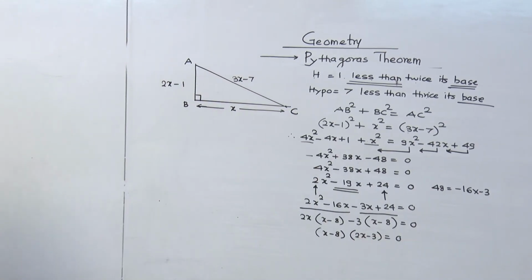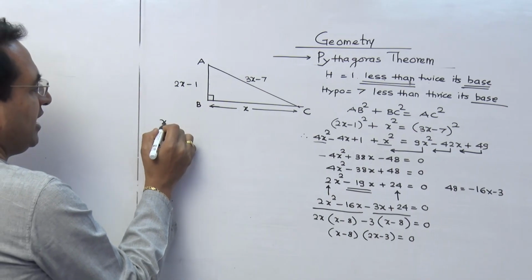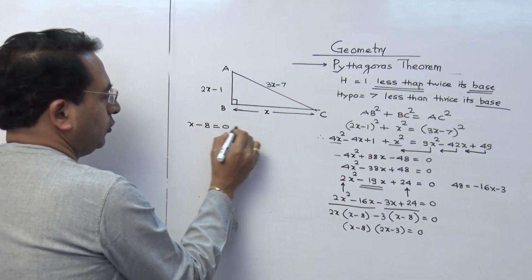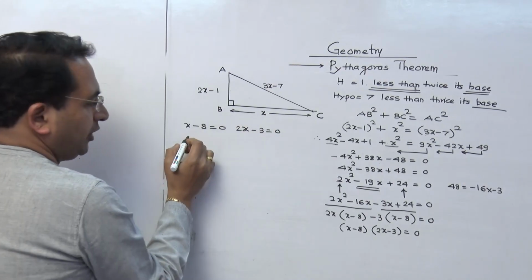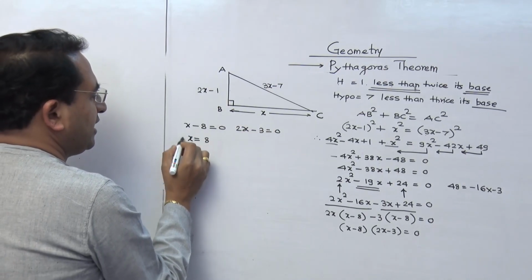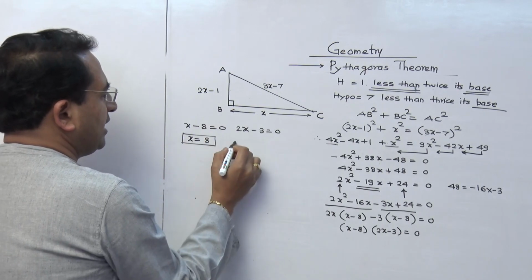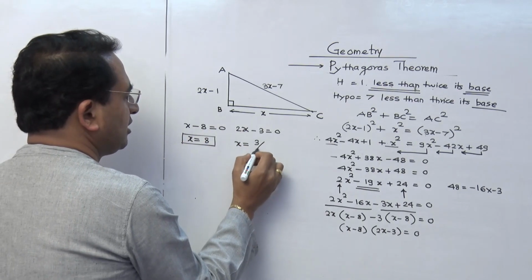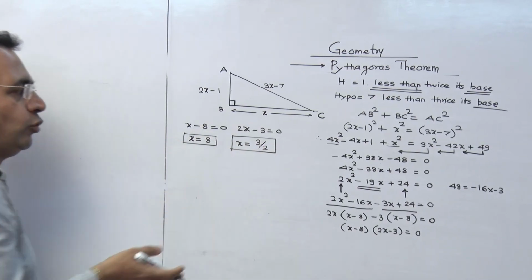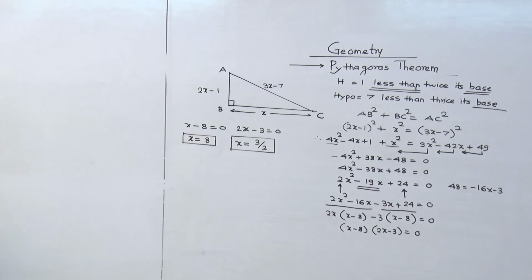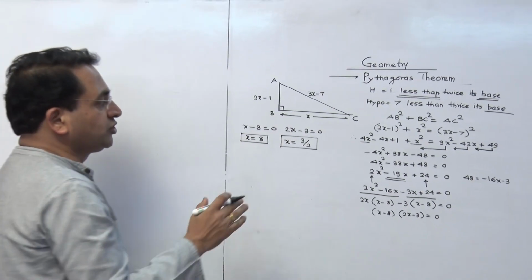Then you are going to have, I am writing it over here, x minus 8 is equal to 0 and 2x minus 3 is equal to 0. Therefore, x is equal to 8. That is one of the answers, and x is equal to, now this answer will be 3 by 2. So, we are getting two answers. Now, 3 by 2 can be the value, but we have to check it.